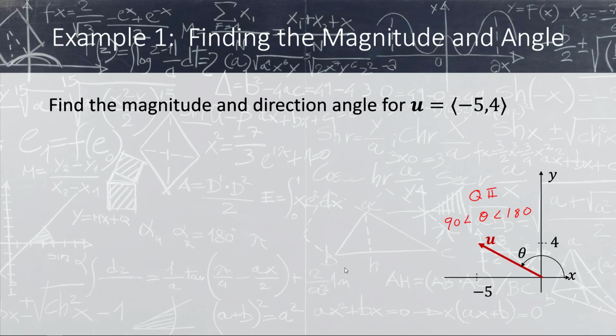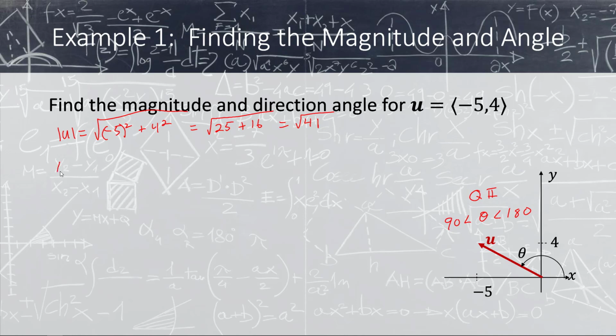What about its magnitude? Well, once again, we can use the Pythagorean theorem to figure out the magnitude. The magnitude of u is going to be equal to the square root of negative 5 squared plus 4 squared, and that will be the square root of 25 plus 16, which will give us the square root of 41. And if we're looking for an exact answer, that is the best we can do because 41 is a prime number.